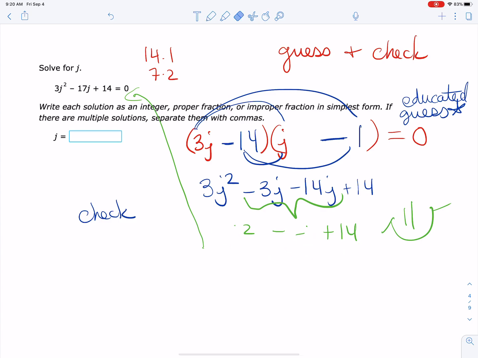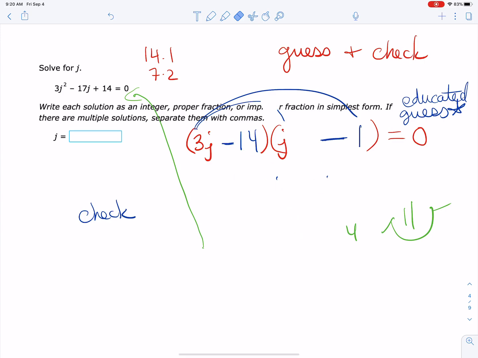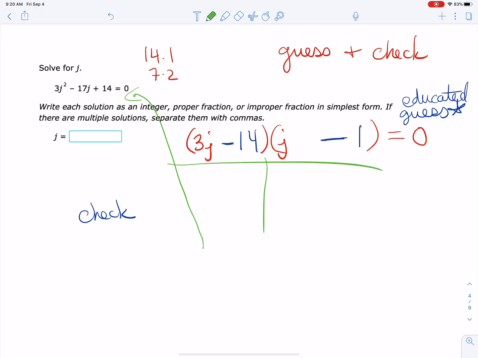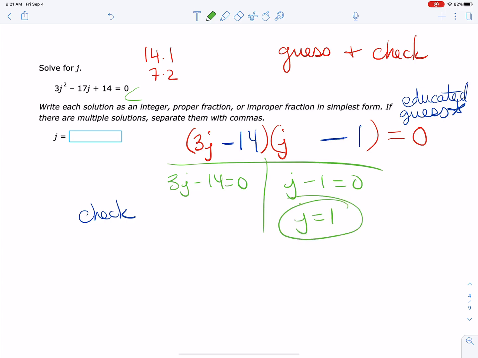So I'm going to clear all that work just to ensure I'm right. Now let's solve this guy. So to solve is when you branch off, okay? And you would say 3j minus 14 is 0, and j minus 1 is 0. So on the right-hand side, j is equal to 1. On the left-hand side, you're going to have a couple steps here. So 3j equals 14 if I brought the 14 over, and then I divide by 3. So j is 14 thirds.